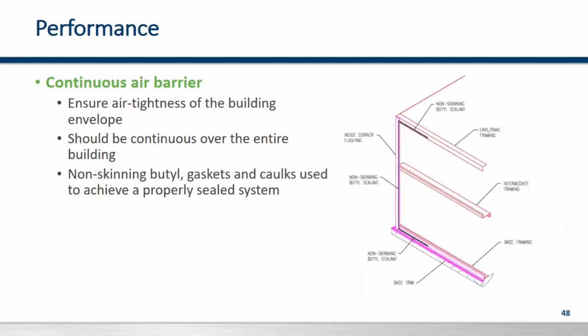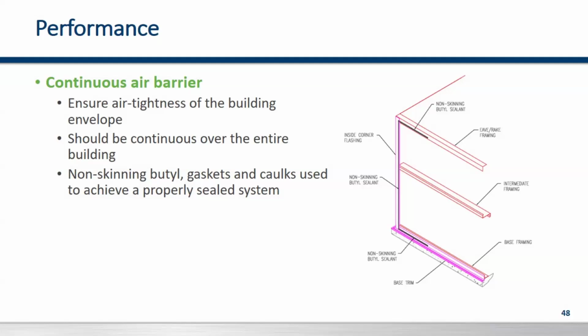Now, besides the thermal performance, very critical is the continuous air barrier. And insulated metal panels do that in two different ways. When the panels are being installed, we have to protect against any type of air or vapor drive between the structure and the panel. So non-skinning butyl sealants are applied to the structure, and then the insulated metal panel is installed. Now, a question that comes up: what sealants are used? It would be a non-skinning butyl.